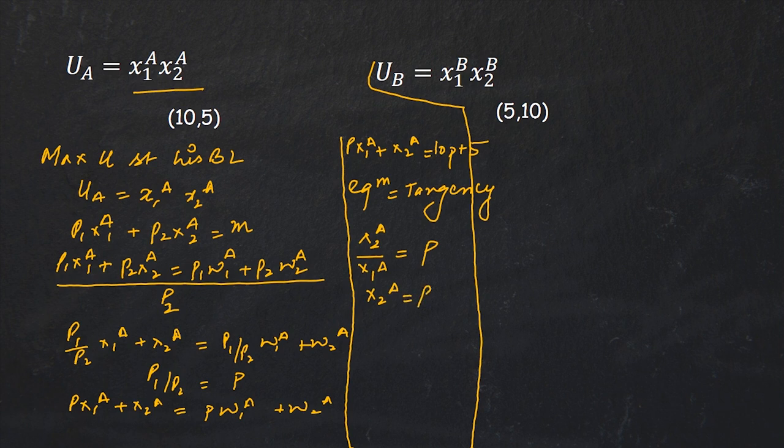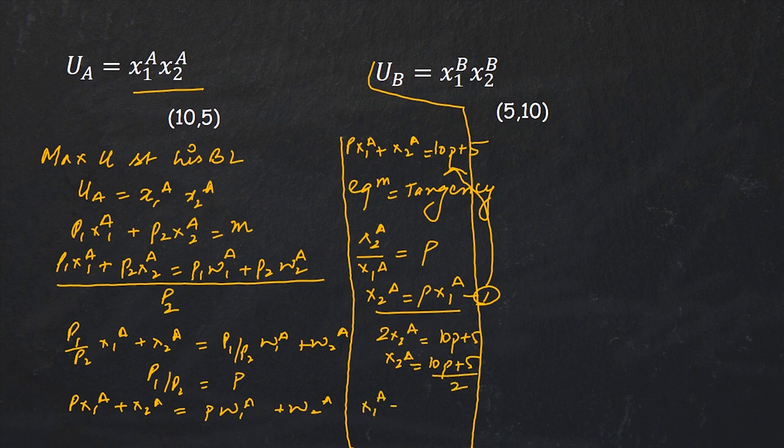Or X2A is equal to Px1A, right? X2A is equal to Px1A. I take this, I name it 1, and I put it right back here. Then I get 2x2A is equal to 10p plus 5. Or x2A is equal to 10p plus 5 upon 2. Or then x1A will be equal to 10p plus 5 upon 2p. Let me highlight it. So I have this and I have this.